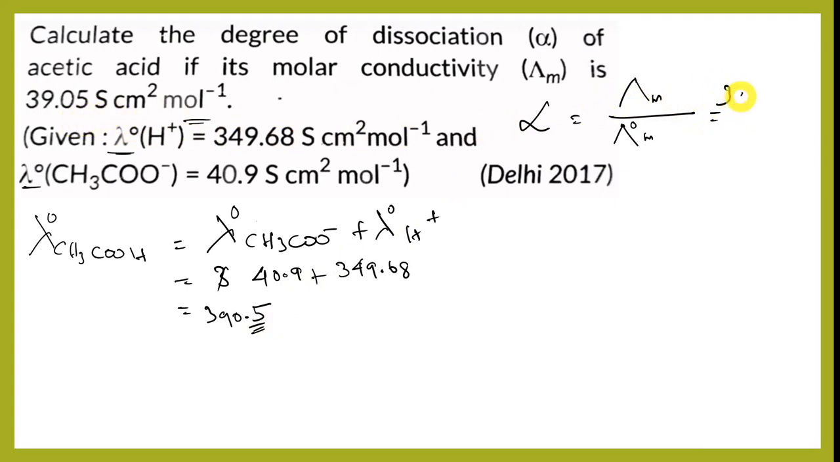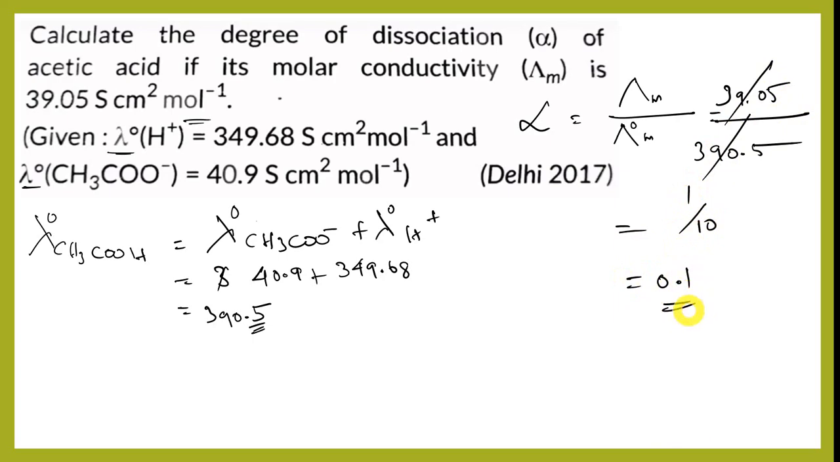Substitute this value. It is already given here, 39.05, so 39.05 by the value we got, 390.5, right? Here we can cancel, so it becomes 1 upon 10, that is equal to 0.1, right? 0.1. So this is the degree of dissociation of this particular acetic acid. Got it?